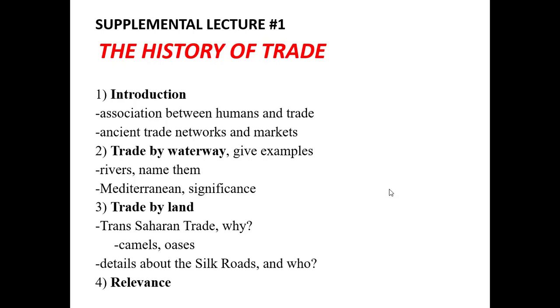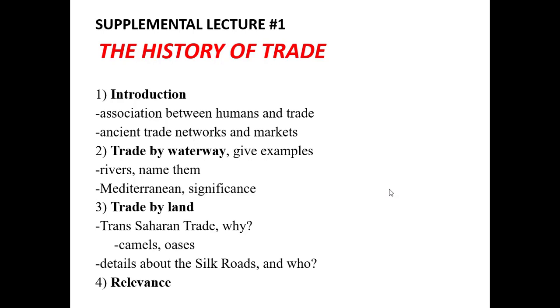Essentially, this lecture has the intro, and then I'm going to talk to you about two different ways of trade: trade by water, trade by land. Trade by water, give examples: rivers, streams. And then, of course, rivers, I want you to name them. I'm going to give you what the rivers are, and I'm going to show you a slide. It's not difficult, but write them down. So when you do your essay, if it says name them, don't skip over it. If a point's on the essay, write about it. That doesn't mean that you're not going to write about anything else.